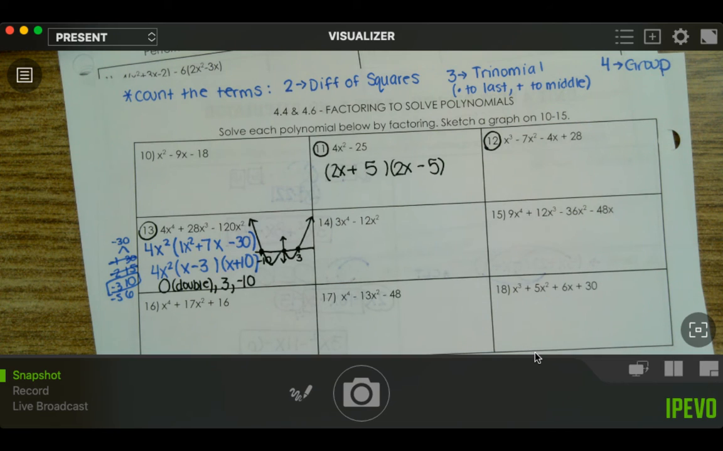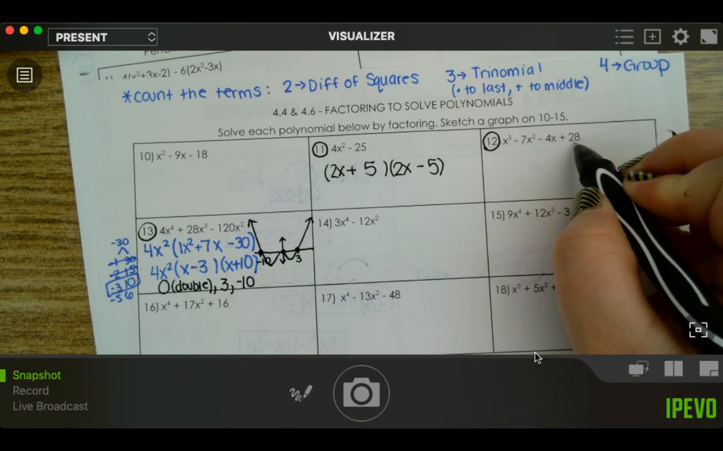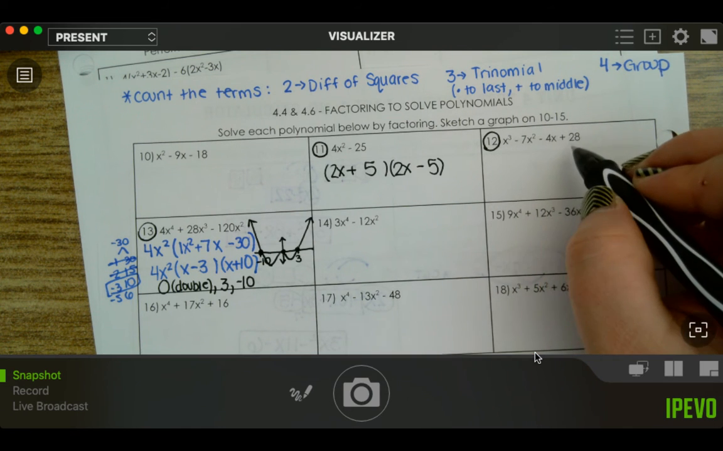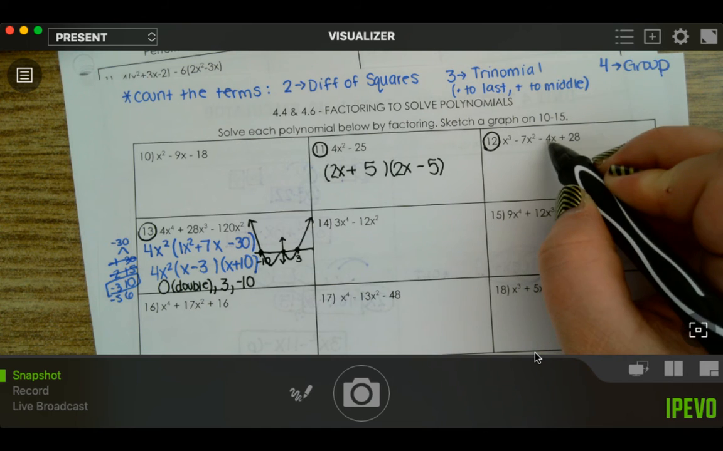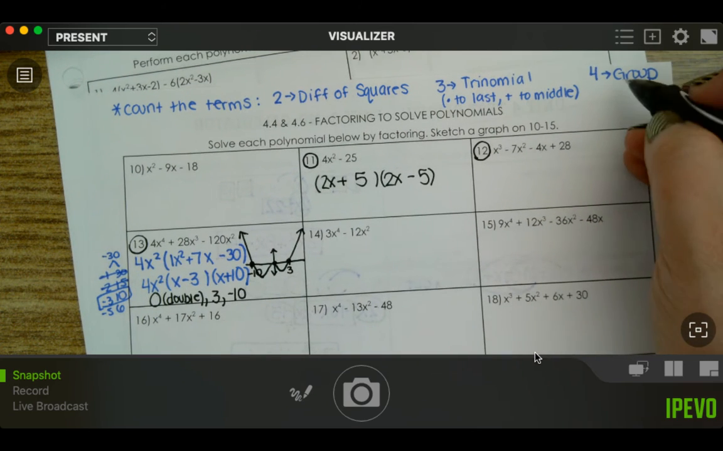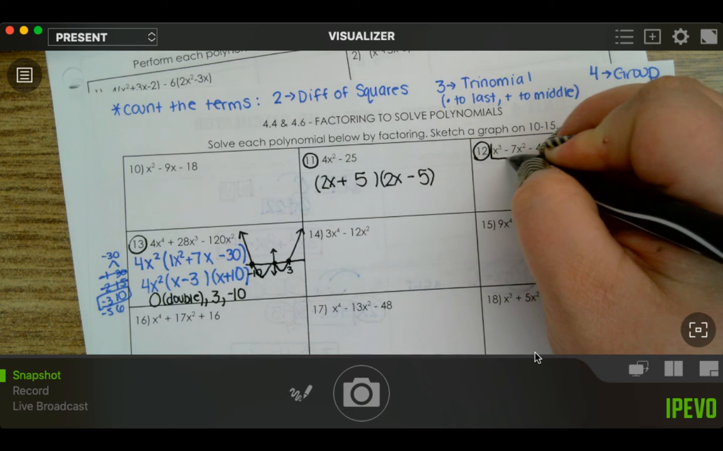And then on number 12, there are no numbers that go in all of these because this one doesn't even have a number. And there isn't an x on all of them. There is an x on the first 3, so it looks like there might be one on all of them, but then the 28 doesn't have one. So we are going to go straight to grouping because there are 4 things here.